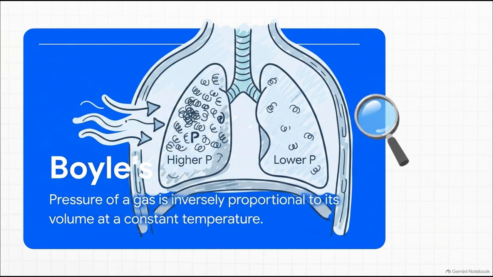Simply put, our body expands its thoracic volume to drop its internal pressure. That physically forces outside air to flow in, right down the pressure gradient. We don't actually suck air in. We create a vacuum, and atmospheric pressure does the rest of the heavy lifting.